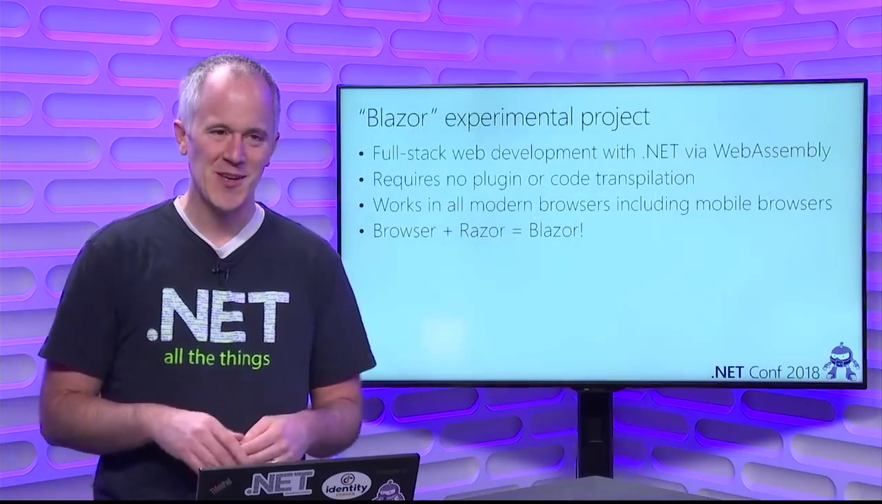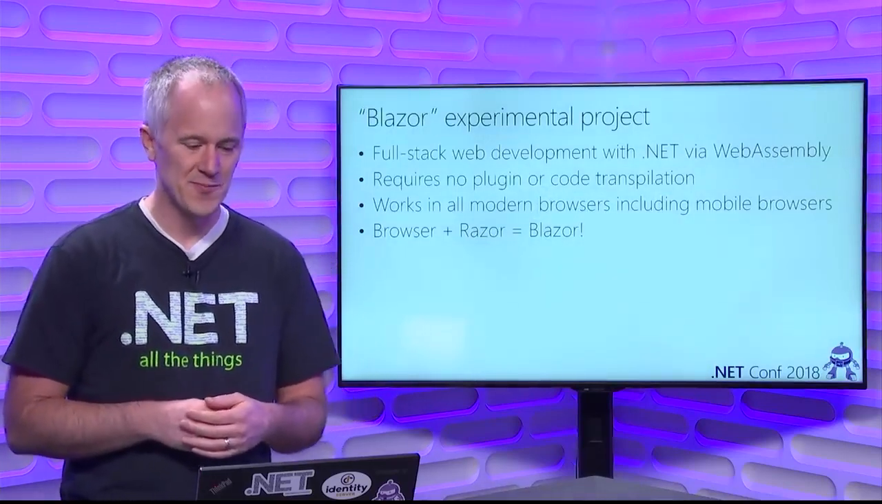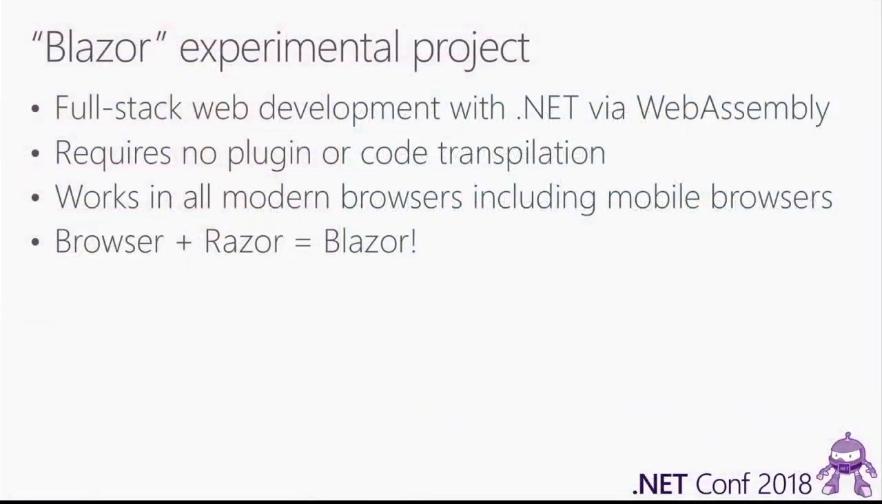What is Blazor? Blazor is full-stack web development for .NET via WebAssembly. It requires no plugins, and there's no code transpilation. All you need is a browser. You don't need to install anything into it. We're not taking your .NET code and translating it into JavaScript. You literally are running normal .NET standard libraries in the browser. It works on all modern browsers, including desktop browsers and mobile.